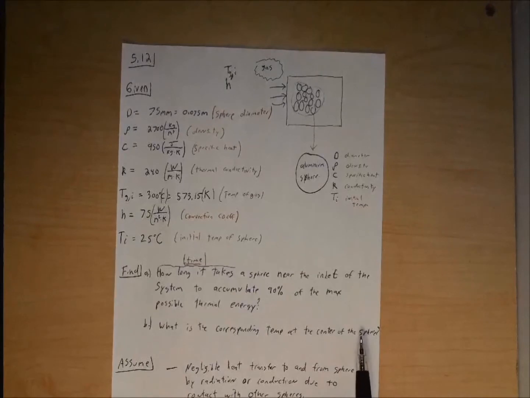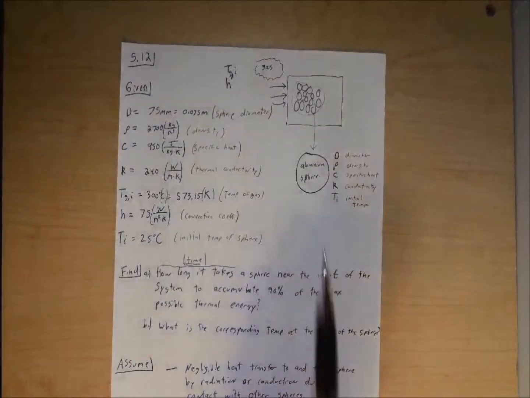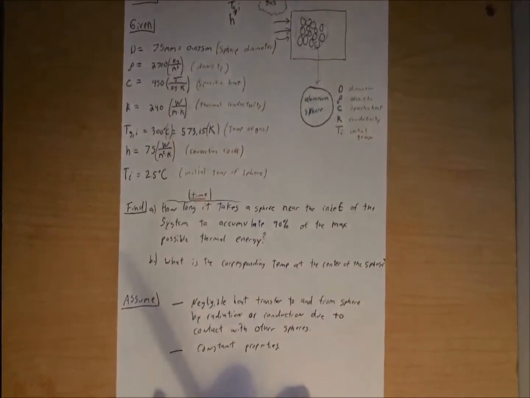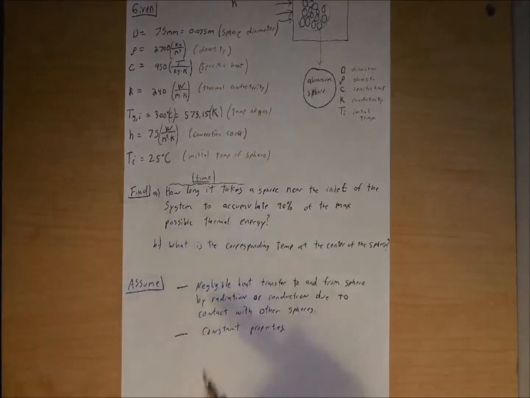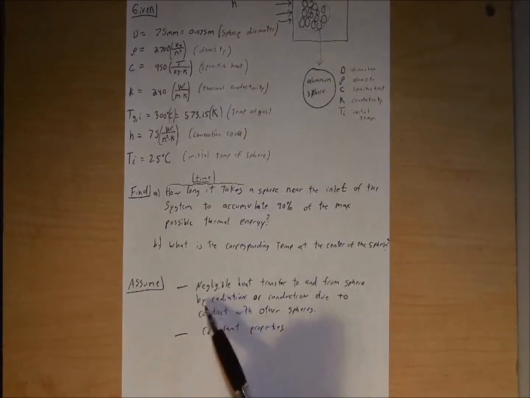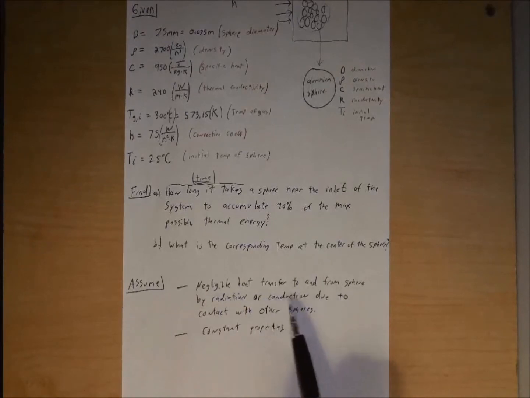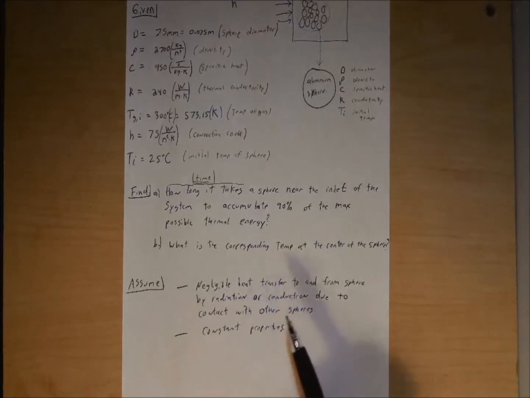So knowing that from what's given to me, what they're asking for, and my initial diagrams, we need to make a couple of assumptions to solve this problem. So the assumptions that we're going to make are negligible heat transfer to and from the sphere by radiation, so we're ignoring radiation, or conduction due to contact with other spheres. So we're making that assumption there to simplify our solution, and we're also going to assume constant properties.